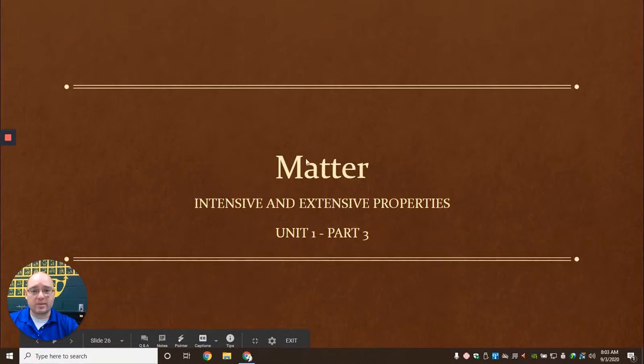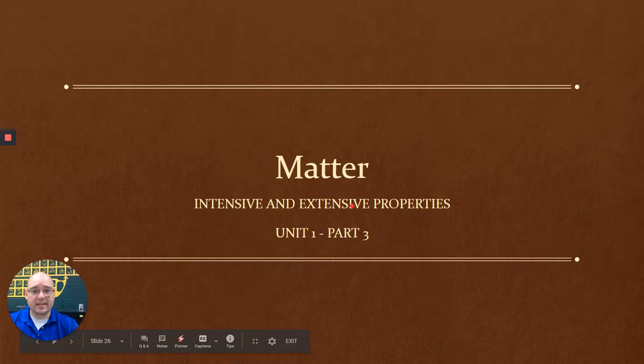Remember, physical properties are properties that describe what a substance is. They describe the substance, like color and size and shape and mass and stuff like that. So a physical property is what we're going to be talking about today, specifically two different types of physical properties. So that is what today's notes are all about: intensive and extensive physical properties.